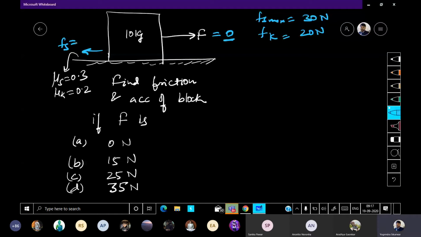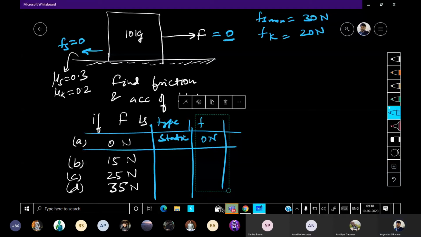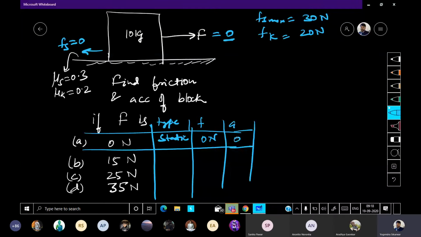When F applied is 0, friction will be static. The type will be static. The value of Fs will be 0 Newton, and as it is 0 Newton, acceleration will be 0. Why? Because F resultant is 0.